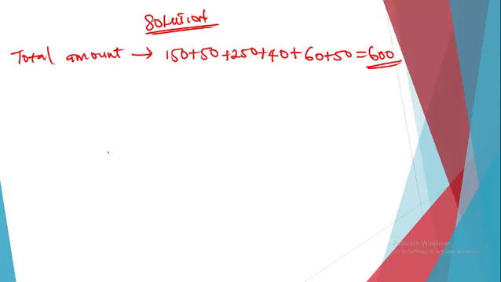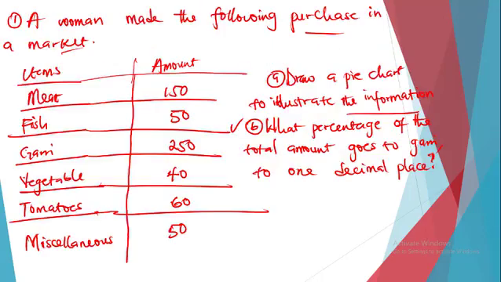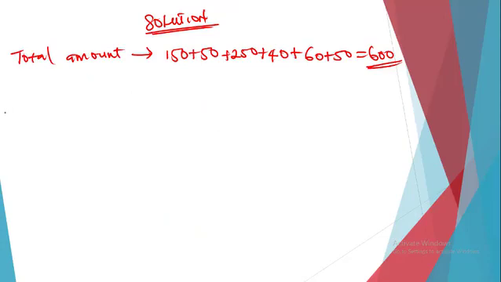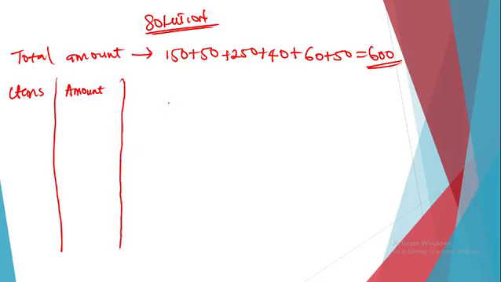Then the next thing we need to do is to convert each frequency to degrees. How do we do that? We have our table where we have our items, then we have our amount, and then we have our degree or angle of sector.